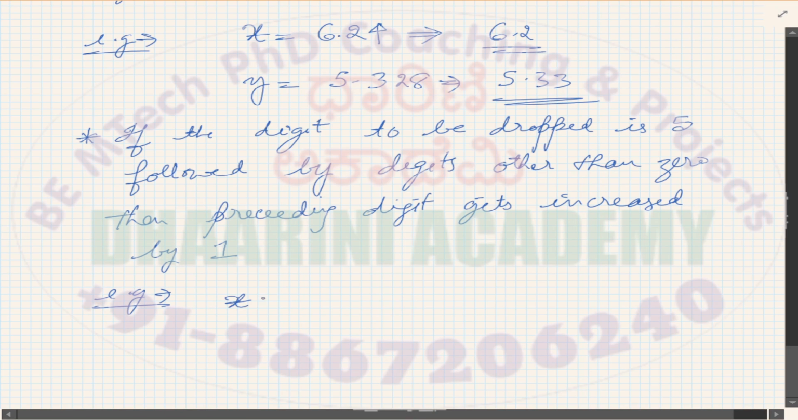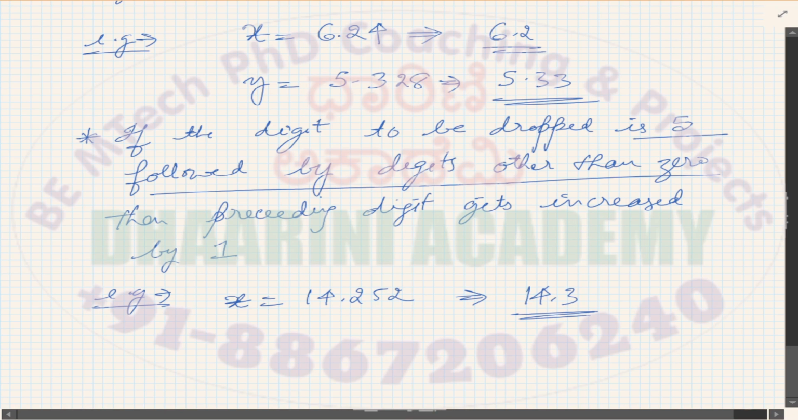This is x is equal to 14.252. So you want to retain 3 significant figures, in the sense I need to look at 2. After 2 I have a 5 followed by 2. So this rule is 5 followed by digits other than 0. So now 5 followed by 2, which is other than 0, which means your digit should be increased by 1. That means 14.3.